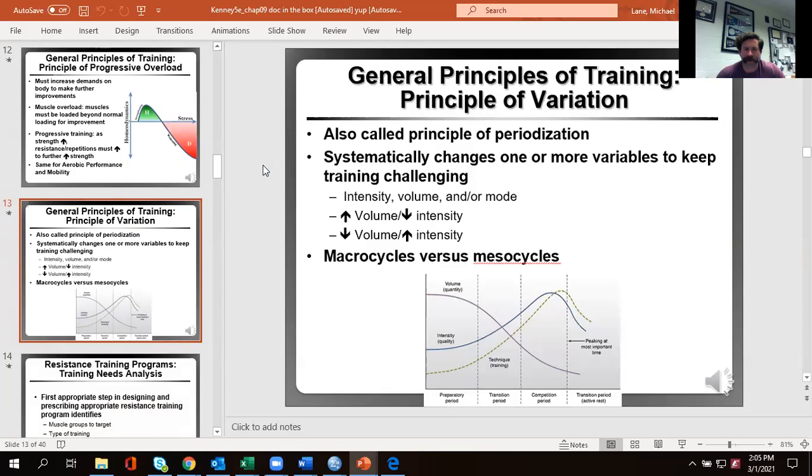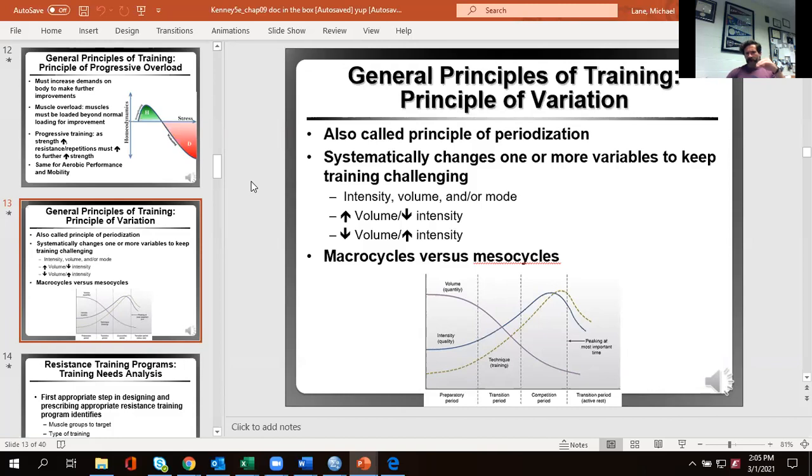Looks like no. So the final of our five different principles of training is going to be variation, okay? This is also referred to sometimes as the principle of periodization, in that over time, we are going to change our variables in our program so that we're going to hit a physical peak of performance and then typically allow a deload and then repeat and try to get to a peak of performance.